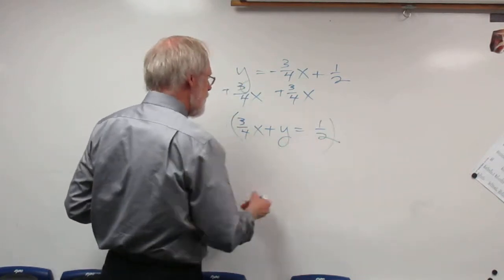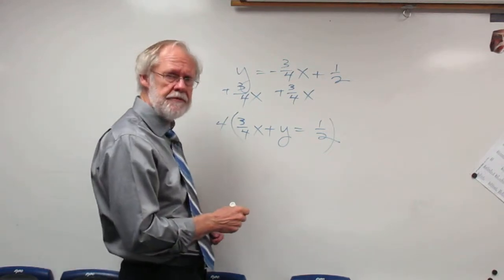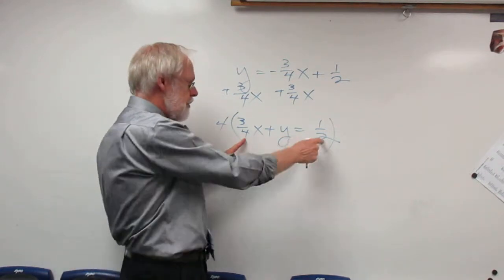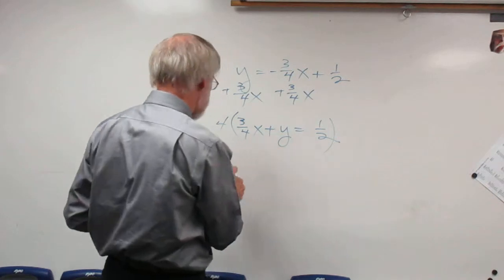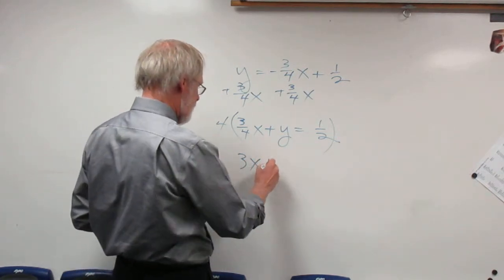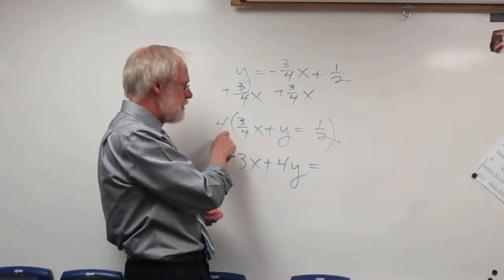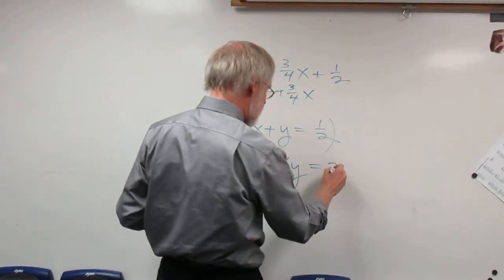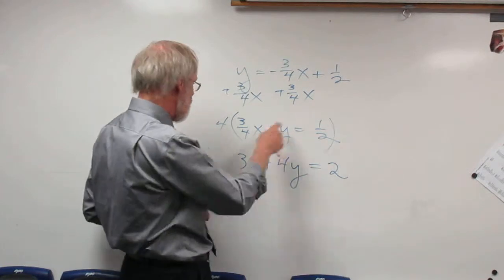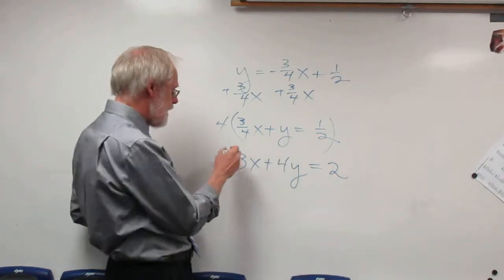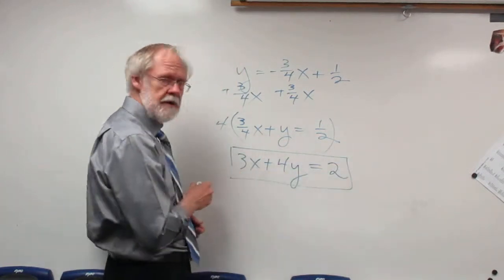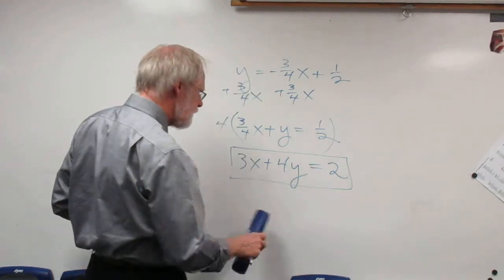So I'm going to go through and multiply the entire equation by 4 so I can get rid of both the 2 and the 4 and not have any more fractions. So this becomes 3x plus 4y equals 2. 4 divided by 2 is 2, and 2 times 1 is 2, or looking at it differently, 1/2 of 4 is 2. This is proper standard form. All right.